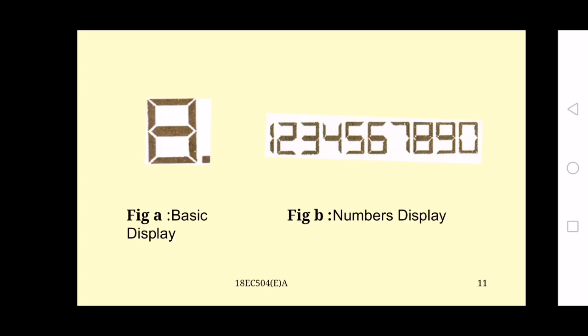If all the segments are on, you will be getting the number 8. If only one of the segments is off, then you are getting the number 9, like that. You will be having different displays according to the BCD to 7 segment display.